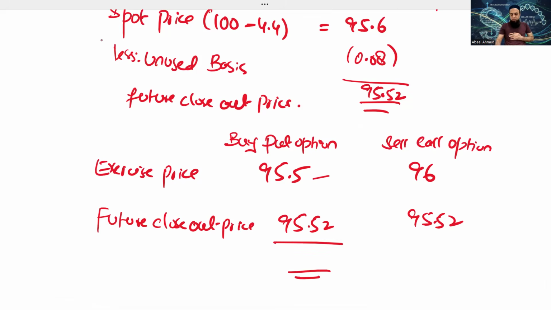Now listen. Put means right to sell. We can sell at 95.5. If we are selling at 95.5, then we'll be buying at 95.52. So I will not exercise the option. Why would I? I'd be having a loss on exercising the option. When there's a loss on exercising, I will lapse it. We are the buyer. So will we be exercising the option? No.